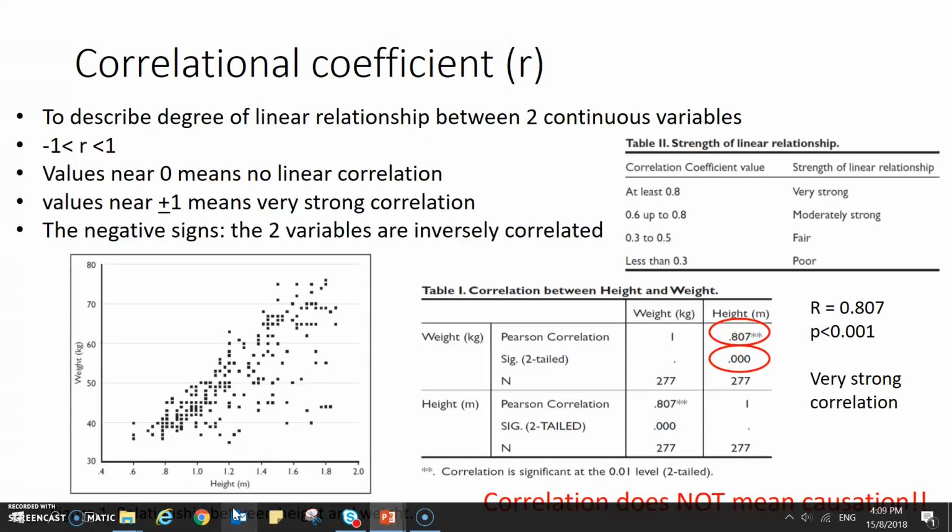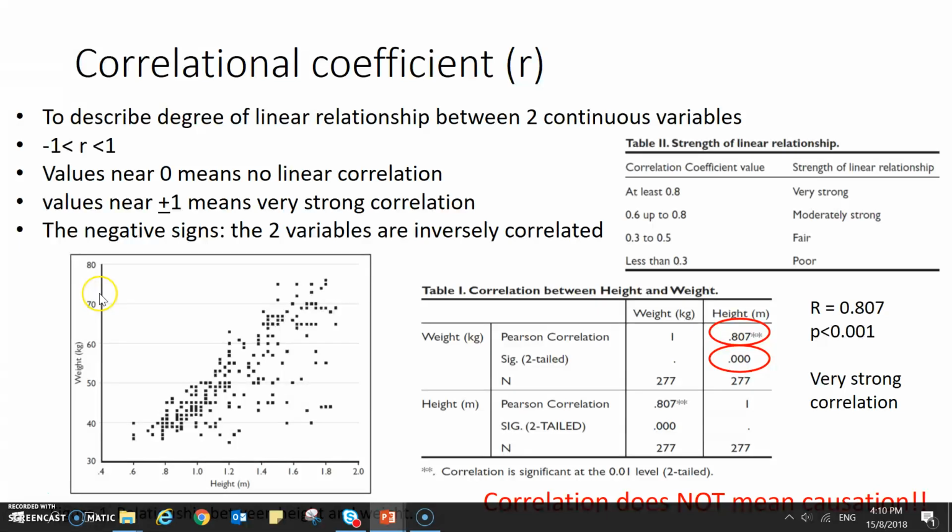we call R. R would lie between the value of -1 and +1. A value that is near to 0 would mean that there is no linear correlation. On the other hand, values that are near to either +1 or -1 mean that there is strong correlation. The negative sign would mean that the two variables are inversely correlated, whereas a positive sign would indicate that the two variables are positively correlated.